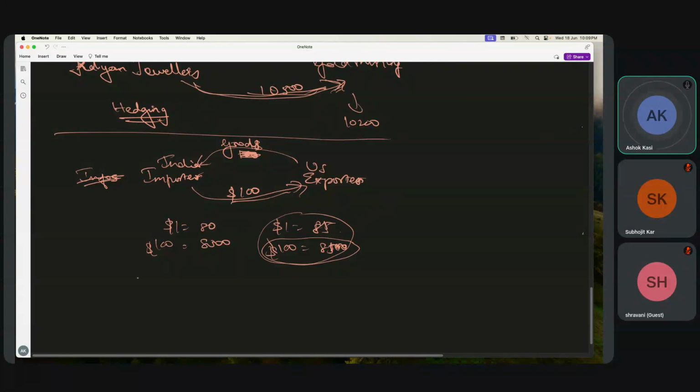So what will he do? So this importer will get in touch with an investment bank. And he will say, look, after 3 months, I will pay you 8,000. You have to give me $100. And then taking $100, he will give it to the exporter. Is it okay? Yes. Okay.